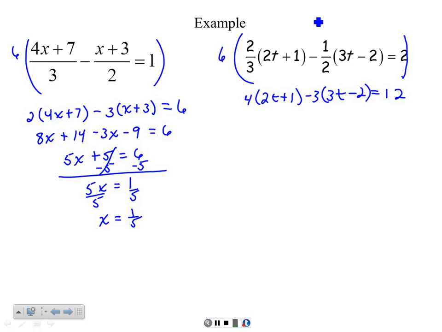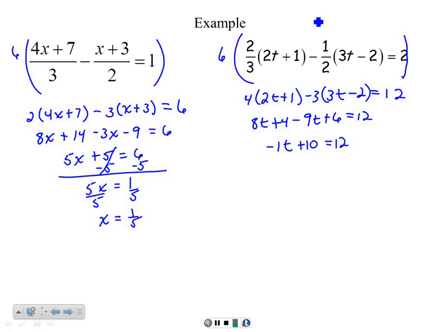Now I'm going to do the distributive property again to get rid of these parentheses. So 4 times 2t is going to be 8t. 4 times 1 is going to be 4. -3 times 3t is going to be -9t, and -3 times -2 is going to be a positive 6 is equal to 12. Combining like terms on the left hand side, 8t and -9t is going to be -1t, and then 4 and 6 is going to be 10 is equal to 12.